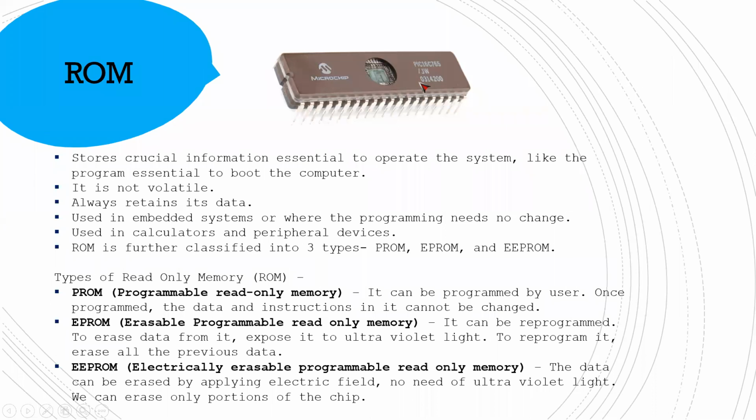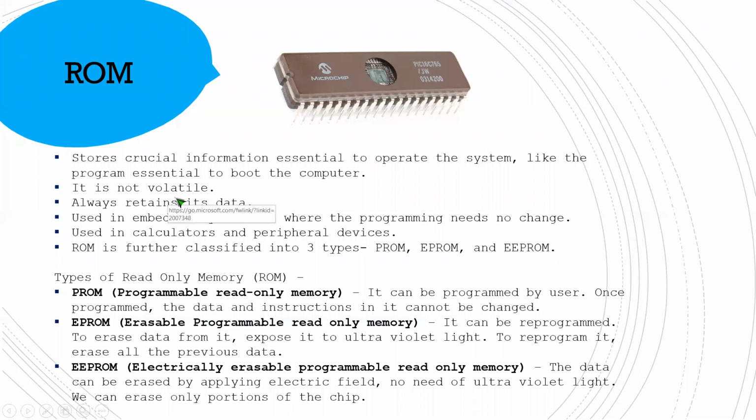Like your Android phone. Inside your Android phone, there is an operating system. You can update that. You can do whatever you want, but the data is given permanently. That is there. That is in PROM. Okay. Now, what is the purpose of ROM? It stores crucial information essential to operate the system, like the program essential to boot the computer, booting device.